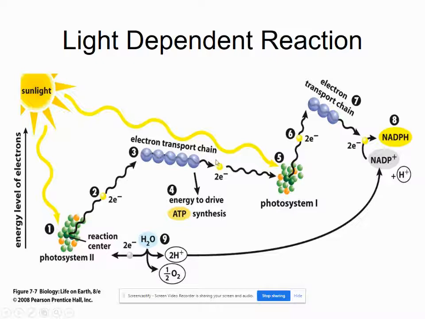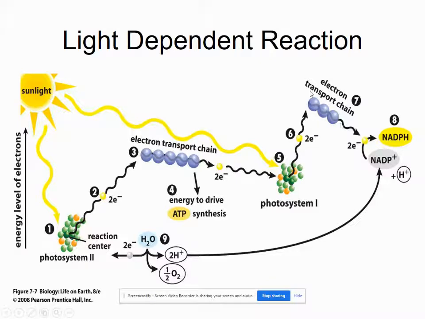Once these electrons have used up most of their energy driving chemiosmosis and creating that proton gradient, they are going to be inserted into photosystem 1. And in photosystem 1, similar to photosystem 2, sun's energy comes in, excites two electrons that are released. They go through an electron transport chain, but in this chain what has actually happened is we're reducing NADP to NADPH, a high energy electron carrier molecule.